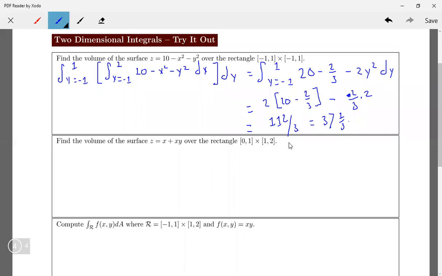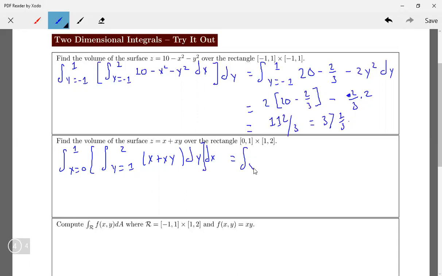Now let's do the next problem. So find the volume of the surface z equals x plus xy over this rectangle. So now I'm going to do it with the x integral on the outside, just to do something different from the previous problem. So x will go from 0 to 1. Y will go from 1 to 2. And the function we're integrating is x plus xy dy dx. And again, we're going to do the inner integral and forget about the outer integral.